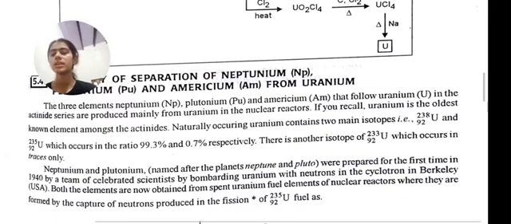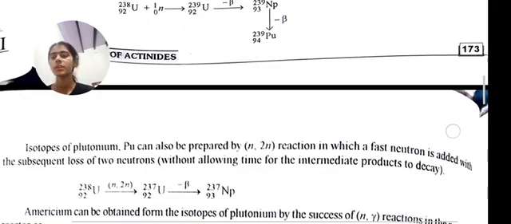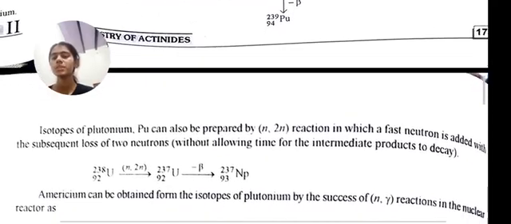Both the elements are now obtained from spent uranium fuel elements of nuclear reactors, when they are formed by the capture of neutrons produced in the fission. Isotopes of plutonium can also be prepared by reactions in which a fast neutron is added with the subsequent loss of two neutrons.